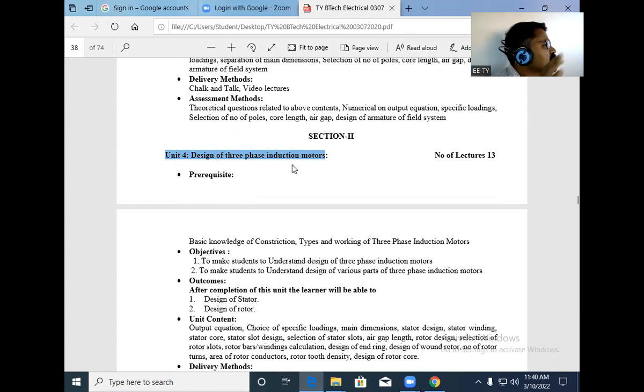Okay, now in section second, we are having only two chapters, design of induction motor and design of synchronous machines. Both chapters have equal weightage in section number second. Have you got it? Both chapters have equal weightage. Means in the university examination, equal weightage is there for design of three-phase induction motor as well as design of synchronous machines.